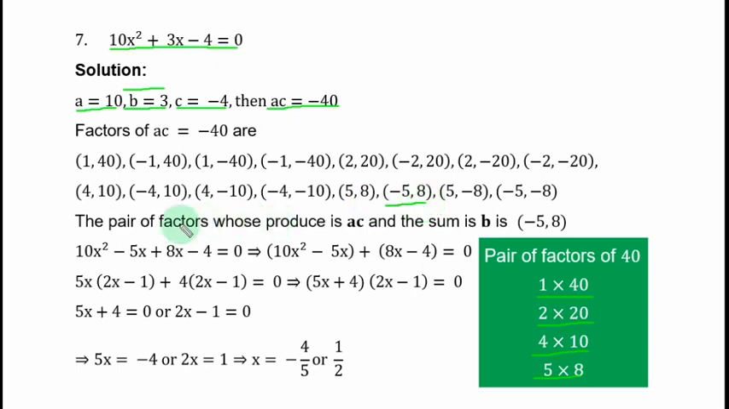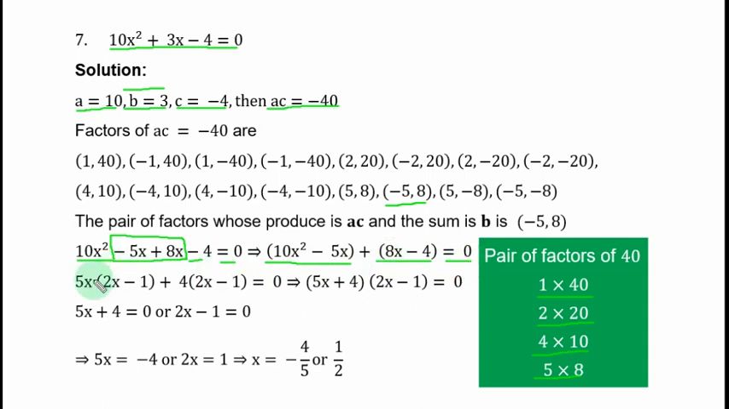So we replace the middle term with the factors in s. The middle term contains s. So you have 10s squared minus 5s plus 8s minus 4 equal to 0. Now that we have 4 terms, you group them. The first 2 terms, one group, the last 2 terms, the other group, equal to 0.